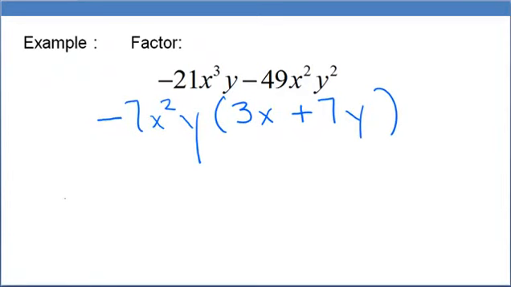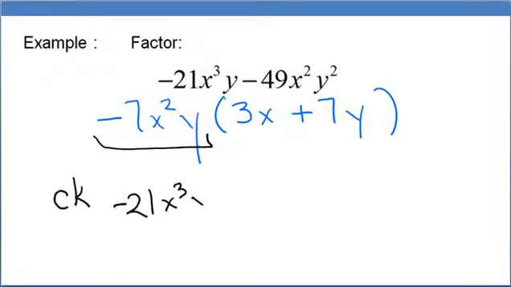For our check, we'll distribute back. So we're going to have negative 21x cubed y, and here you will have a negative 49x squared y squared. So it does check.